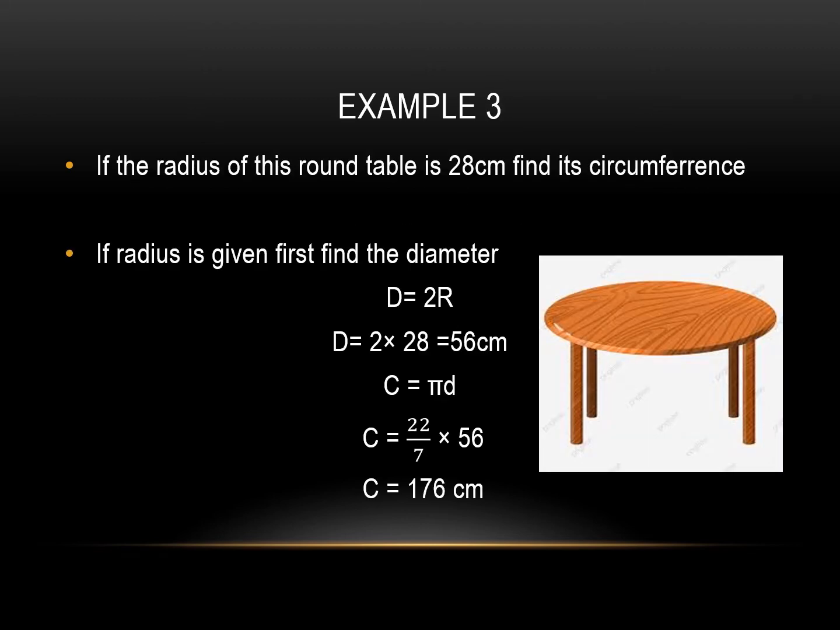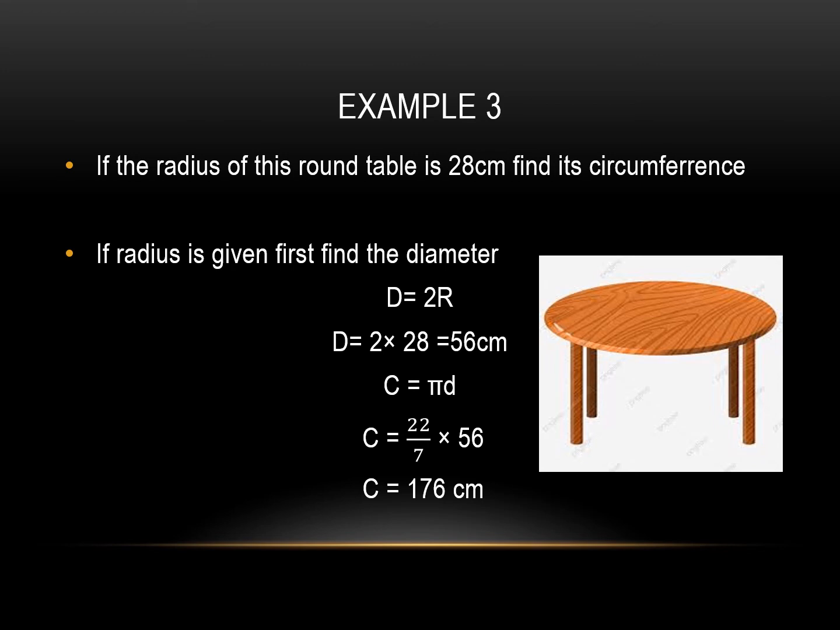One more example. If the radius of the round table is 28 centimeter, find its circumference. So whenever radius is given, first we will find the diameter. Diameter is equal to 2 multiplied with r. 2 into 28, 56. Now check whether 56 is a multiple of 7. Yes. So we can use the value of pi 22 upon 7 into 56. You will get the answer 176.